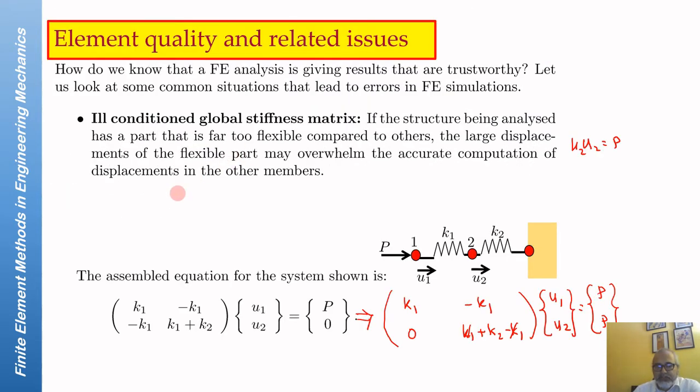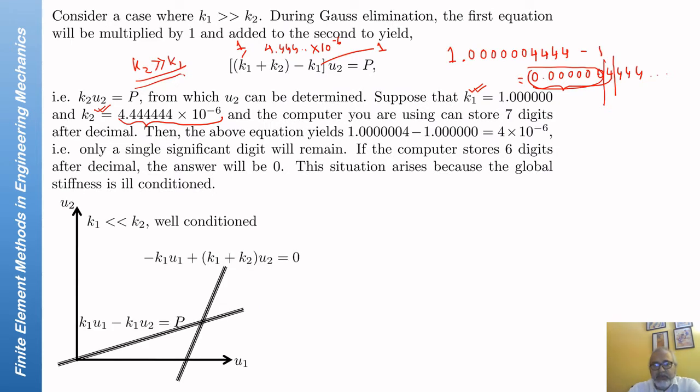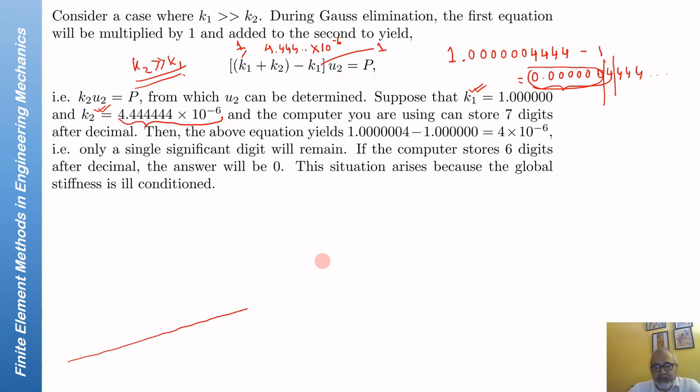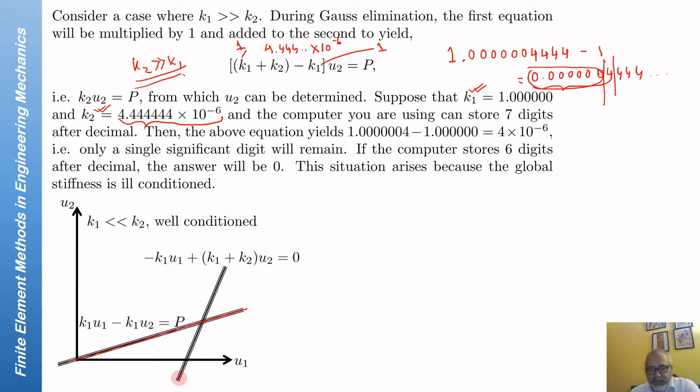here, the first equation is K1 U1 minus K1 U2 equal to P, and that equation is this straight line. In the U1 U2 space, this is the straight line. And the second equation is minus K1 U1 plus (K1 plus K2) U2 equal to 0. The second equation is this, and they have a very clear intersection, and this is your solution to U1 and U2. This is a well-conditioned system and it can be solved.